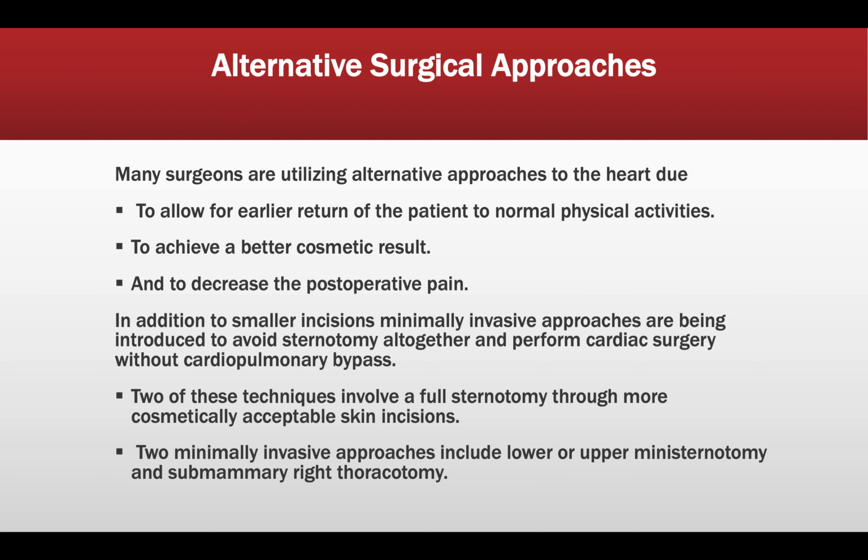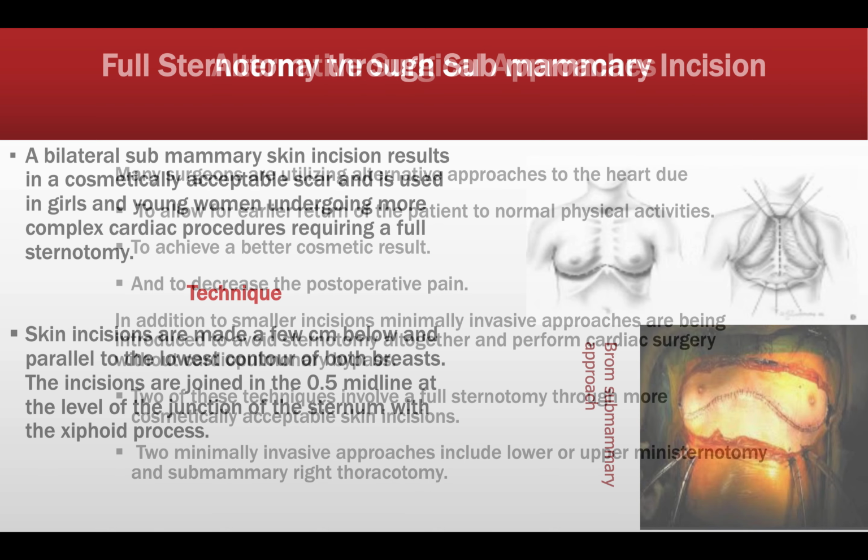Two of these techniques involve a full sternotomy through more cosmetically acceptable skin incision, जो कि यूजुअली हम फीमेल में प्रेफर करते हैं और जो यंग एडल्ट होते हैं. And two minimally invasive approaches include lower or upper mini sternotomies or submammary right thoracotomies.